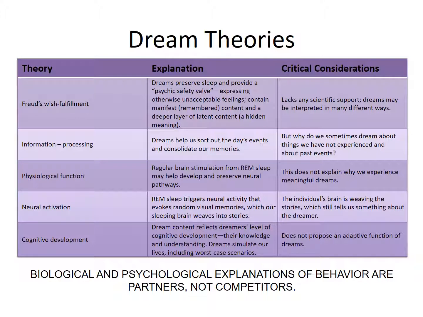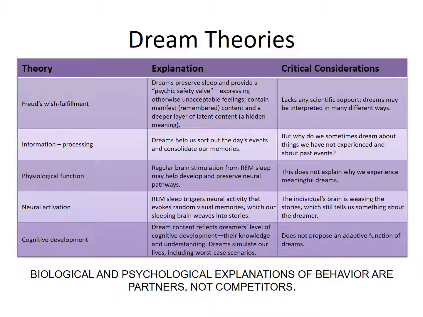Neural activation talks about how we weave random visual images into weird stories of dreams. So you take these images that you've been exposed to during the last day and you try to put them together and make sense of them. And the brain weaves them into a storyline. And that's why you have those weird dreams where things are not connected, and you're like, this is crazy. How does this go with this other thing? And you can't figure it out. It's just a really weird dream. That would be explained by this neural activation theory.